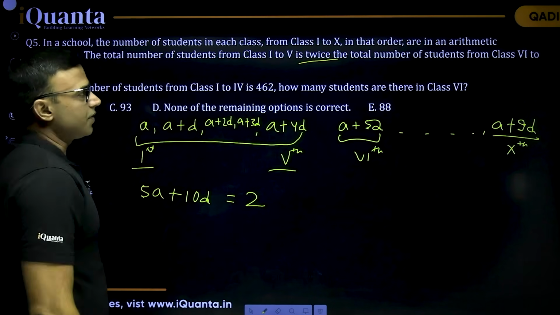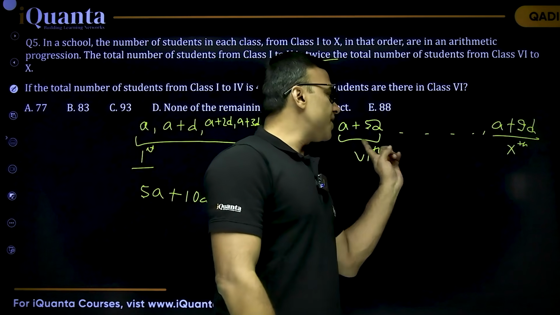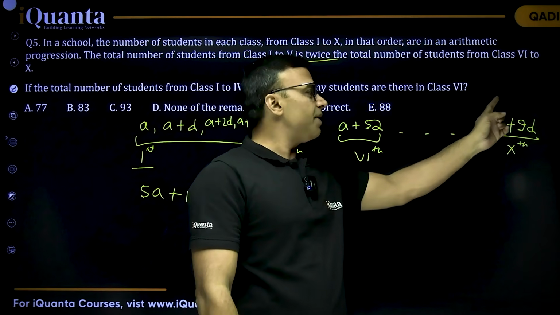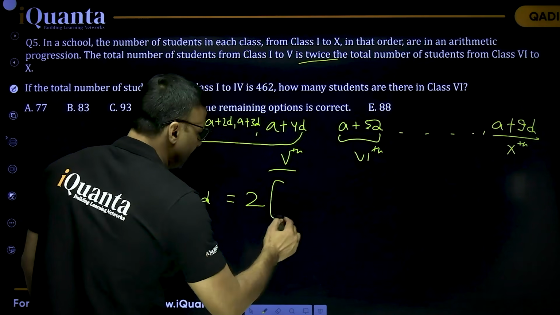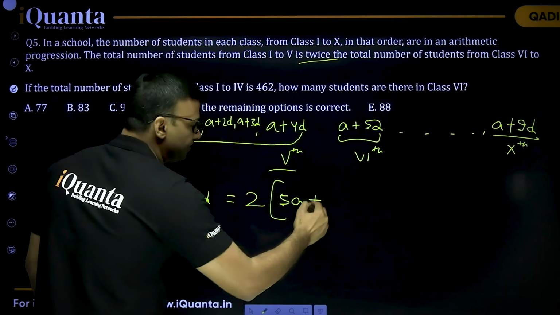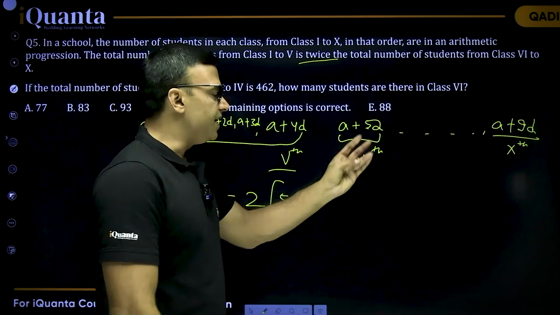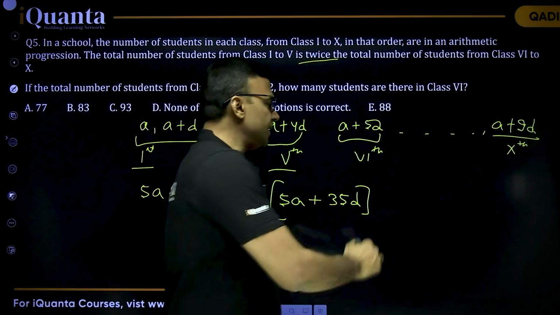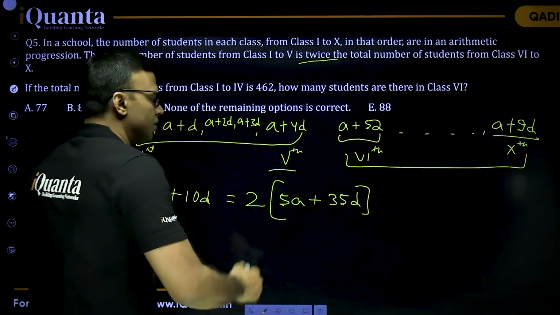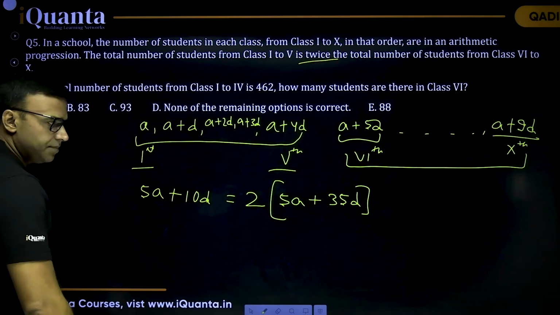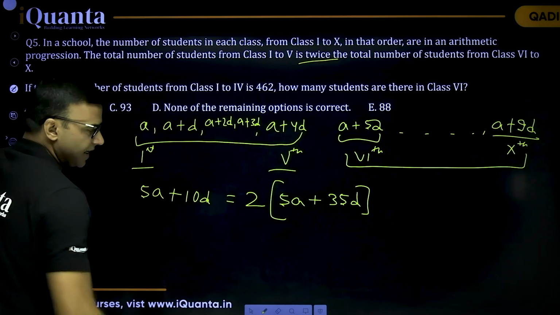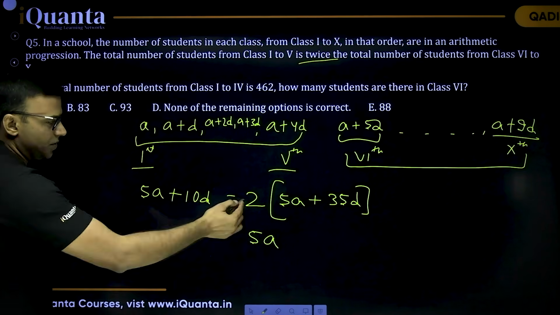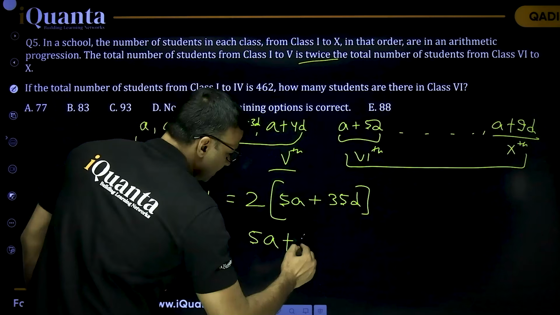the total number of students from 6 to 10. Watch it carefully. Again, here a plus 5d, a plus 6d, a plus 7d, a plus 8d, a plus 9d. So again, there as well we have 5a plus 5, 6, 7, 8, 9. The sum would be 35d. So sum of these 5 terms, twice of that is sum of these 5 terms. Simplify. So 2 into 5 is 10a minus 5a, that is 5a, plus 35 into 2, 70, minus 10, that is 60, so plus 60d.